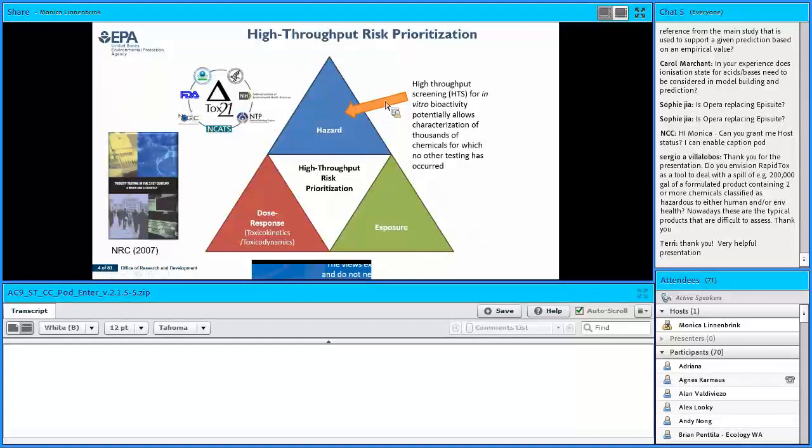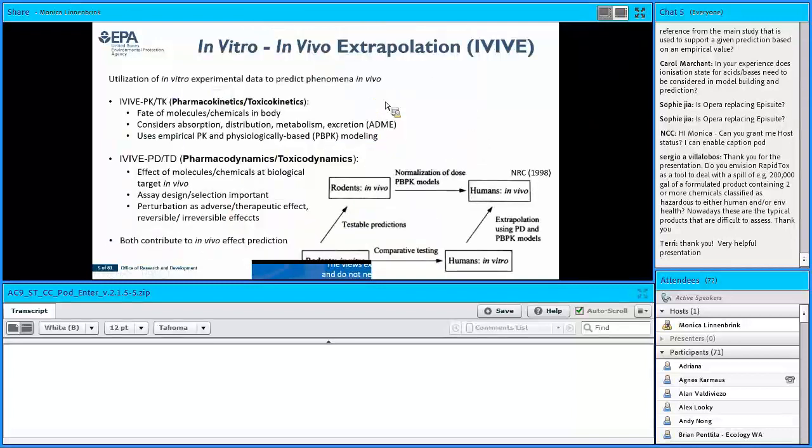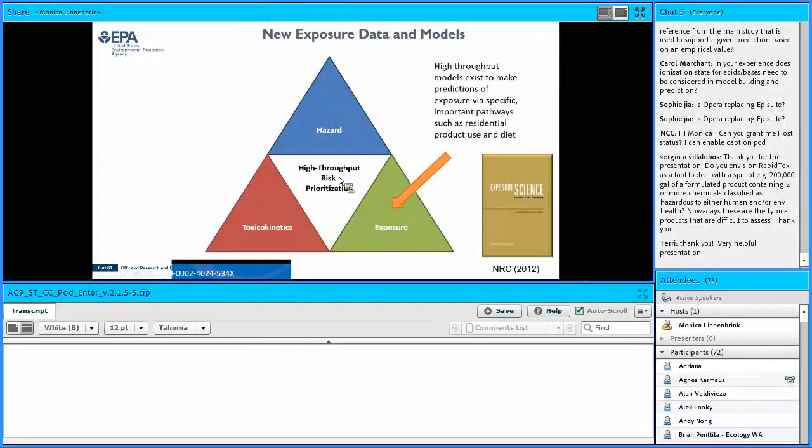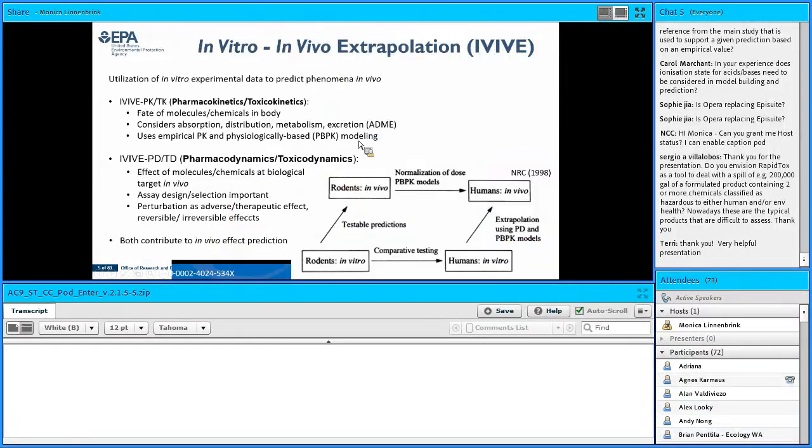But basically, hazard is screened, it is really bioactivity that's been identified in vitro. And so what we want to do is in vitro in vivo extrapolation. We want to be able to go from an in vitro effect to a predicted in vivo effect. Oh, I'm sorry, I do have toxicodynamics here a second time. Well, I'll get off this slide real fast.